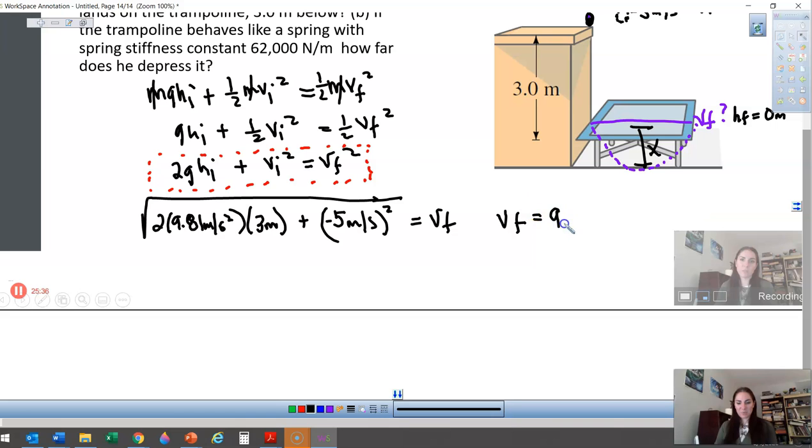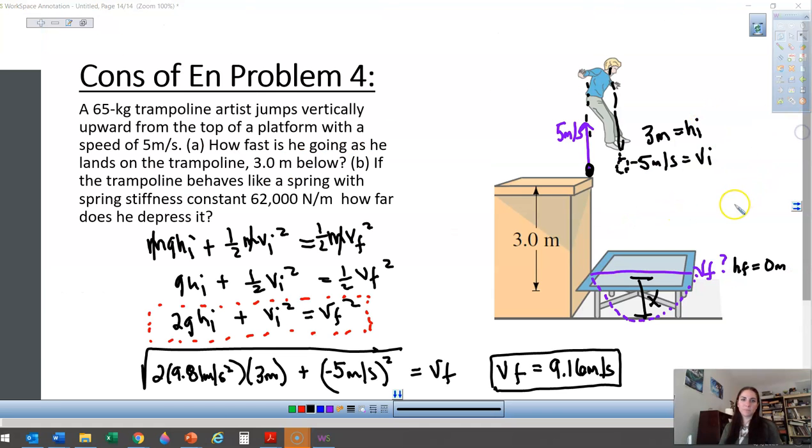And then I had 9.16 meters per second. So it looks good, he's got faster. That's good to know. So that's the velocity right here. That's all there is to it.